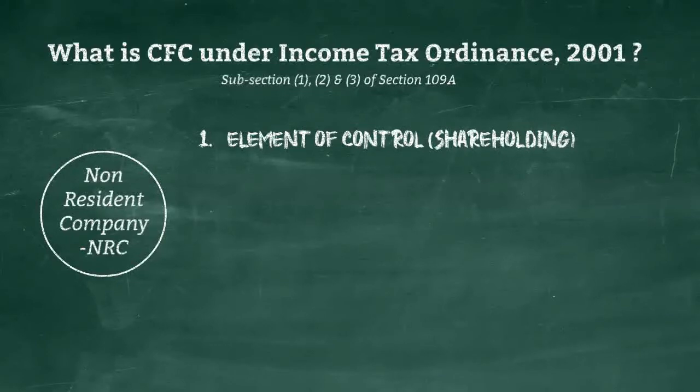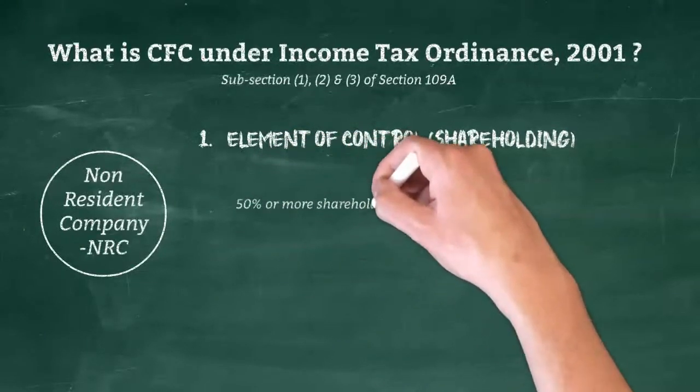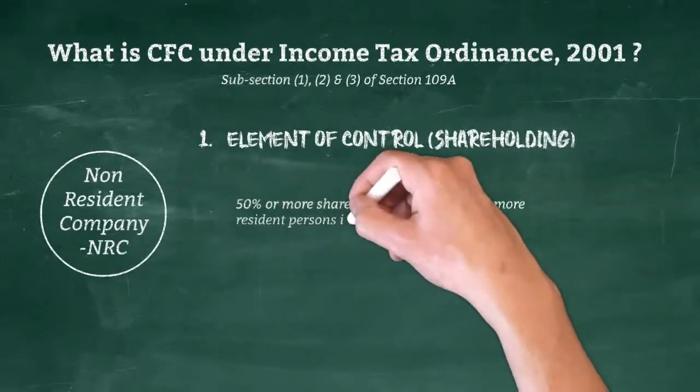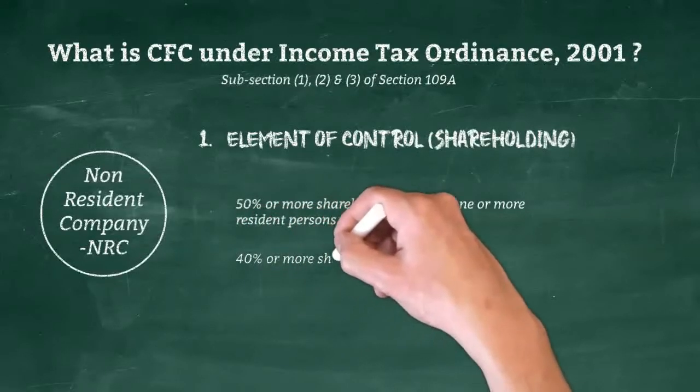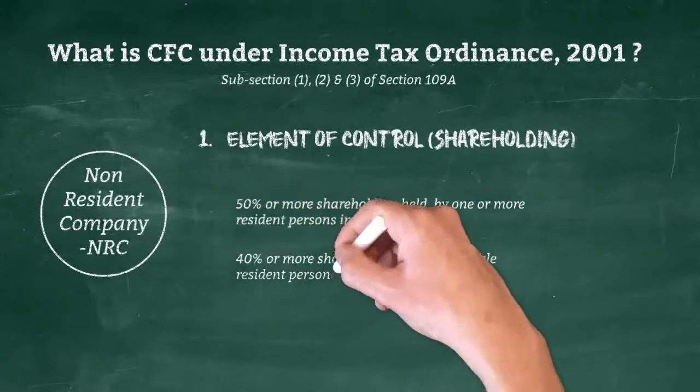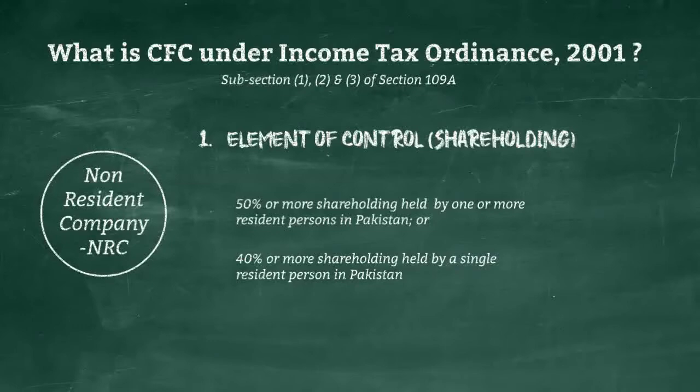The law sets two standards for identifying control. The first one is where 50% or more shareholding is held by one or more resident persons in Pakistan. Or the second criteria is where 40% or more shareholding is held by a single resident person in Pakistan. The difference here, apart from the percentage holding, is the number of persons having that control. It is either one person with 40% shareholding or 50% shareholding with one or more persons.